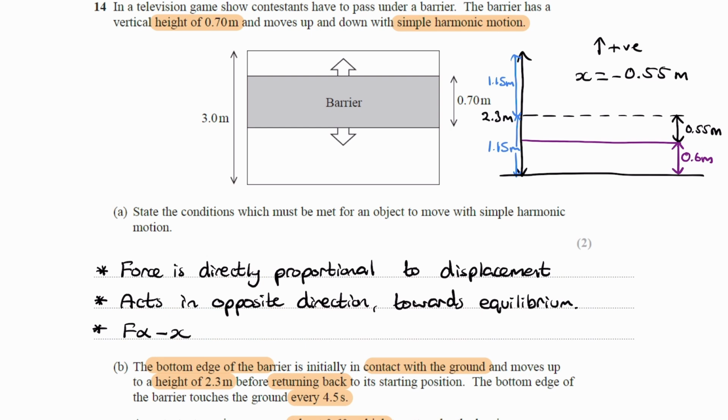So when displacement is bigger than minus 0.55 meters, or in other words, when the barrier is above this position here, that's when the contestant can get under the barrier. We need to work out the time when the barrier is above this displacement. So we can pick sine or cos graphs to model this scenario and to help us work out when x is bigger than minus 0.55. Equally, there is nothing to stop us using negative cos or sine graphs. Let's have a look at these four to help us decide.